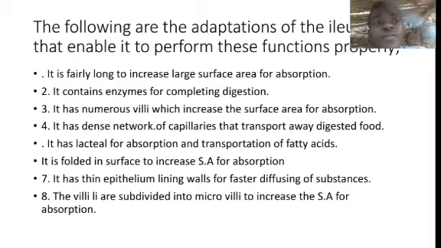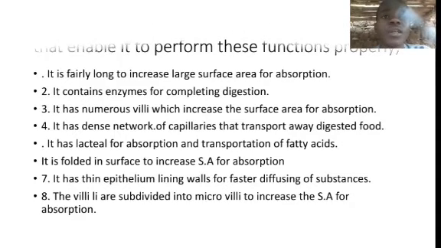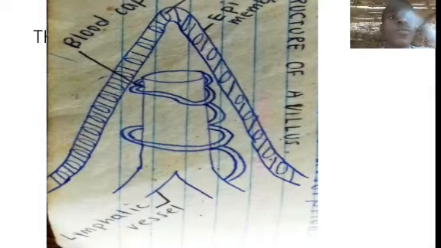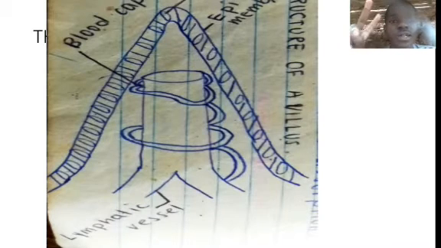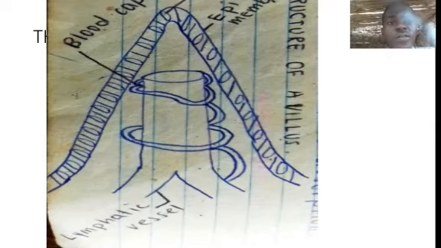It is also folded in surface. As you can see from this diagram, it is folded, so it is folded in surface to increase the surface area for absorption. And it has a thin epithelium lining the walls for fast diffusion of substances. So its outer layer is very thin, such that substances can easily diffuse. Also, the villi are subdivided into microvilli to also increase the surface area for absorption. So those are some of the adaptations of the ileum to perform those two functions of absorption and completing digestion of food substances.